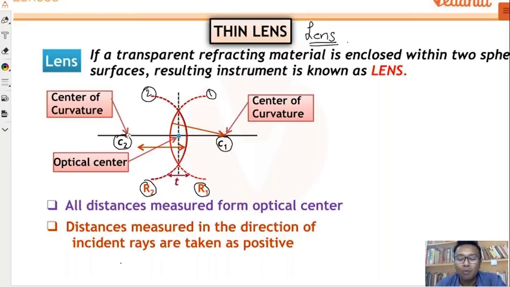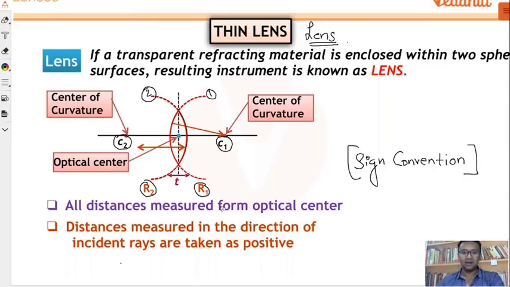Now what I'm going to focus on, students, is the sign convention. Sign convention is one gray area that all students face. There is a little bit of confusion with all students with respect to sign convention, and that's the reason why I brought this out here. All distances are measured from the optical center. This is my optical center out here. Clear? All distances are measured from that particular point.